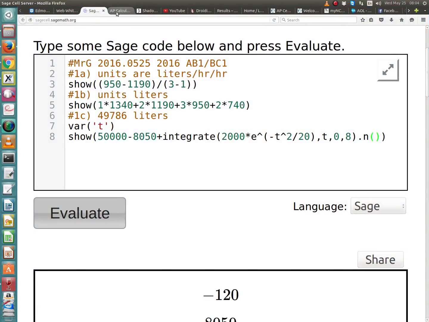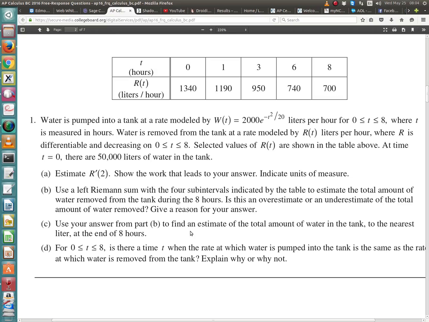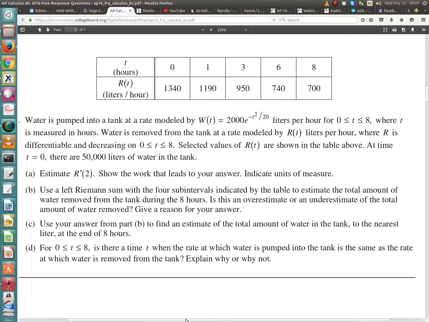So, part D. For t equals 0 to 8 inclusive hours, is there a time t when the rate at which the water is pumped into the tank is the same as the rate at which the water is being removed from the tank? Explain why or why not. And what did you say? Yes, I don't know. But why? Because W of t is increasing, R of t is decreasing. No, they're both decreasing, aren't they?